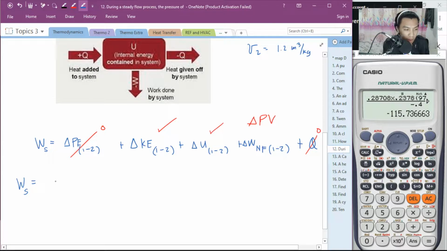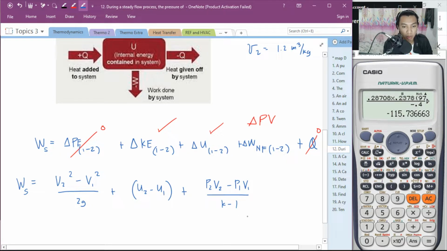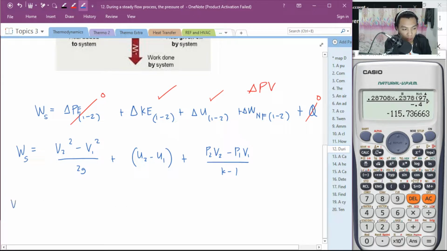Now let us solve. So, V2 squared minus V1 squared divided by 2g, that is for the KE, plus the change in U, U2 minus U1, plus P1V1, P2V2 minus P1V1 over k minus 1. If 2 comes first, it's k minus 1. If 1 comes first, 1 minus k. Then you have no heat. So, proceed with the calculation. Will this fit in one calculation, sir?